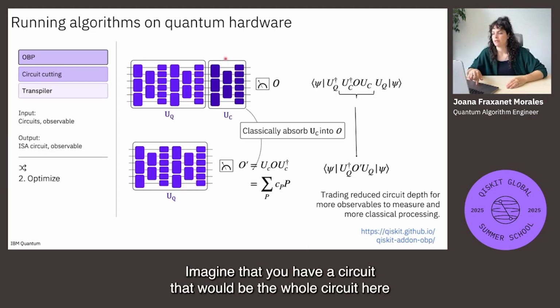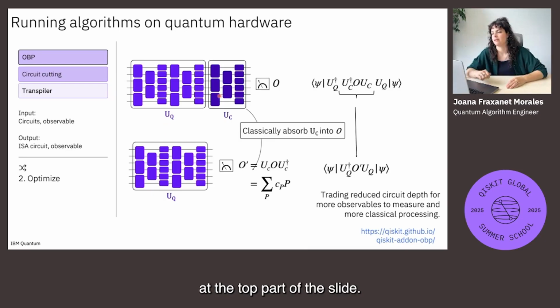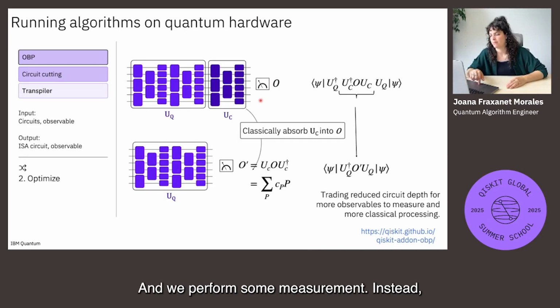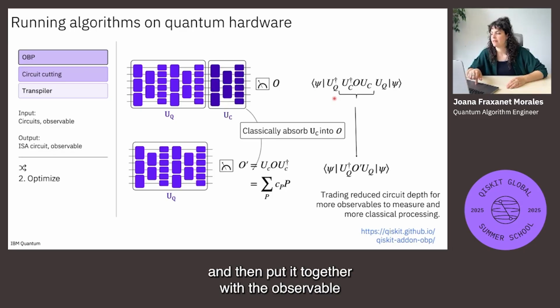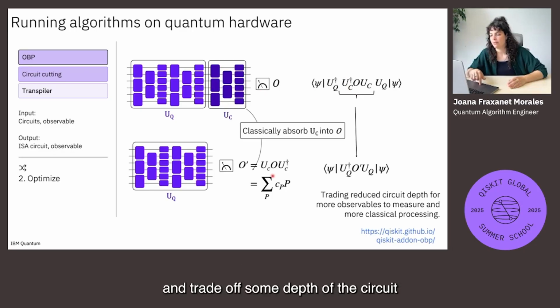Imagine that you have a circuit, that would be the whole circuit here at the top part of the slide, and we perform some measurement. Instead, you could take this last part of the circuit, the unitary C, and then put it together with the observable, and trade off some depth of the circuit for a number of observables.